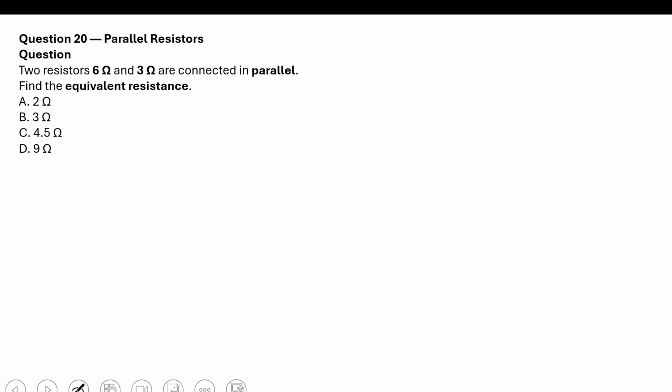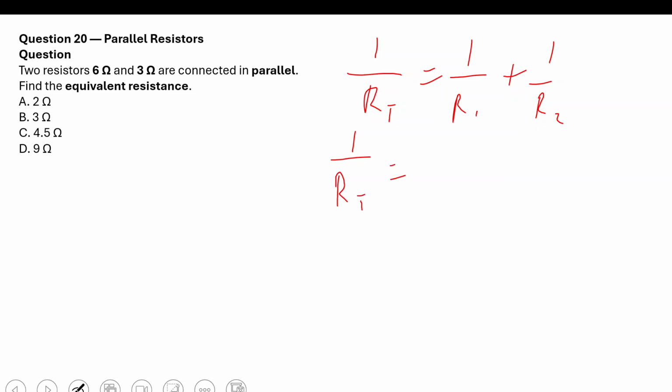Finally, for this section, parallel resistors. Two resistors, 6 ohms and 3 ohms, are connected in parallel. Find the equivalent resistance. So for a parallel connection, 1 over RT, where RT is the equivalent resistance, is equal to 1 over R1 plus 1 over R2. So I'm looking for 1 over RT, right? R1 is 6 ohms, so I say 1 over 6 ohms plus R2 is 3 ohms, 1 over 3 ohms. So I do my LCM. The LCM for 3 and 6 is 6. 6 into 6 is 1, 1 times 1 is 1, plus 3 into 6 is 2, 2 times 1 is 2.